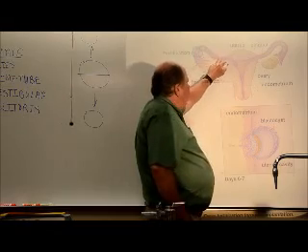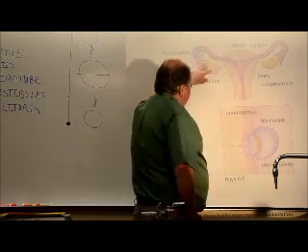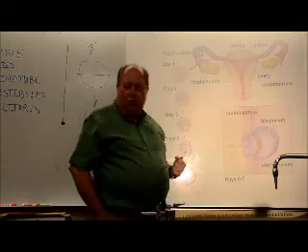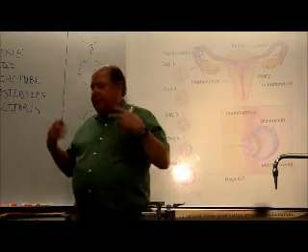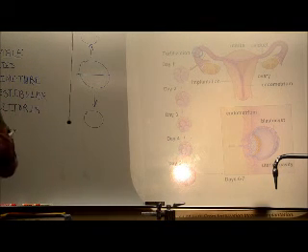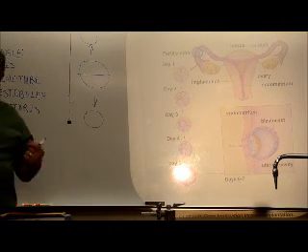Because once these dividing cells reach the uterus, they can implant in different places in the uterine wall and develop into two individuals, but genetically they're identical because they came from one egg and one sperm.